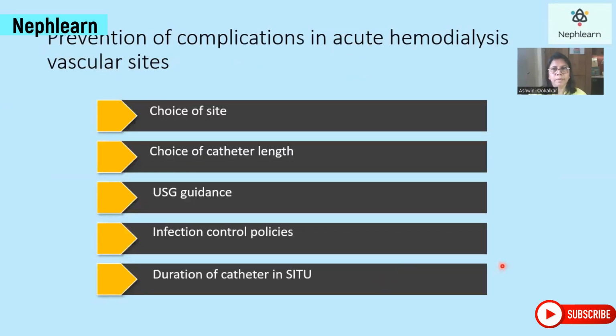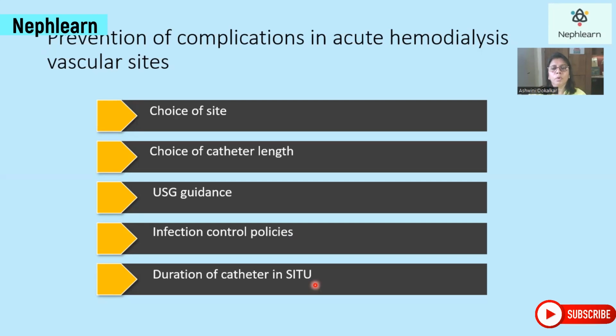So how do we prevent these infections or even other complications? First is the choice of site. Second, the choice of catheter length, sonographic guidance, our infection control policies, and surprisingly, duration of catheter in situ is not so important. The impression I had was that when the catheter stays longer in the body, there may be more chances of infection. But otherwise, it has been found in a study that the incidence of infection is most in the first 5 days of insertion of the catheter and not after 5 days of catheter insertion.